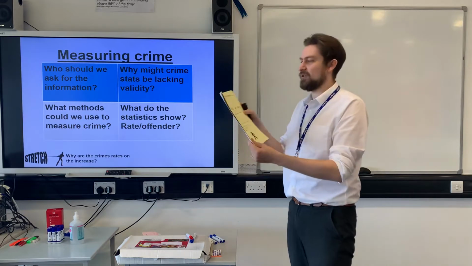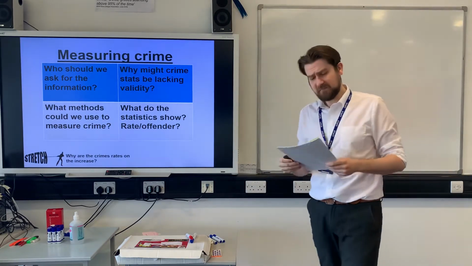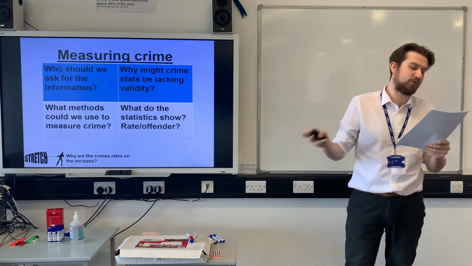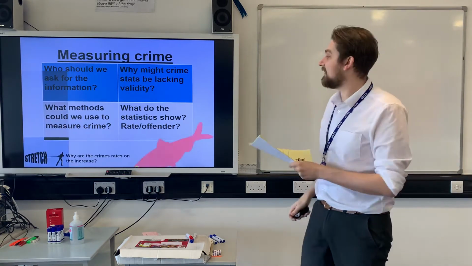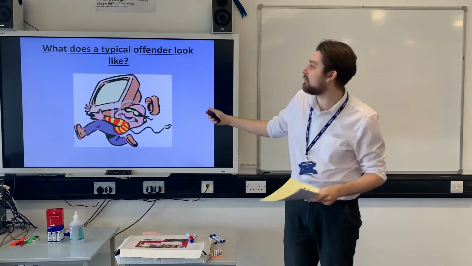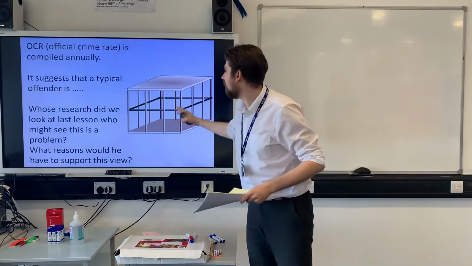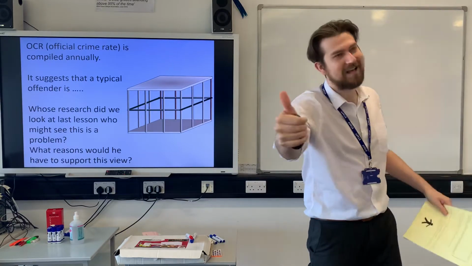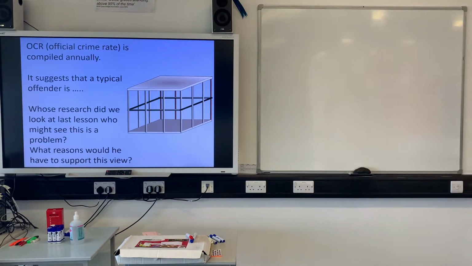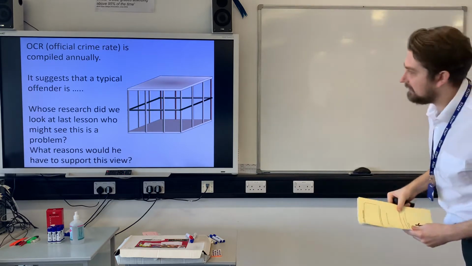In your books, you've got page 1 here. It says the official crime rate is compiled annually by the police for the Home Office, and it's going to tell us that the typical criminal is going to belong to these categories: working class, young, male, ethnic minority.